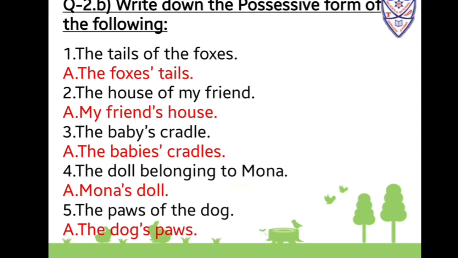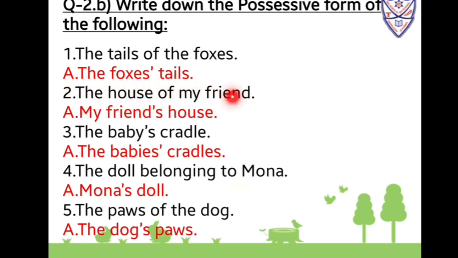Question 2b. Write down the possessive form of the following. First one, the tails of the foxes. So the answer will be the foxes' tails. Now over here in foxes, after s there is an apostrophe sign. Why? Because foxes is already in the plural form. So to show the answer in possessive case form, we will put an apostrophe sign after s. So the answer will be the foxes' tails.